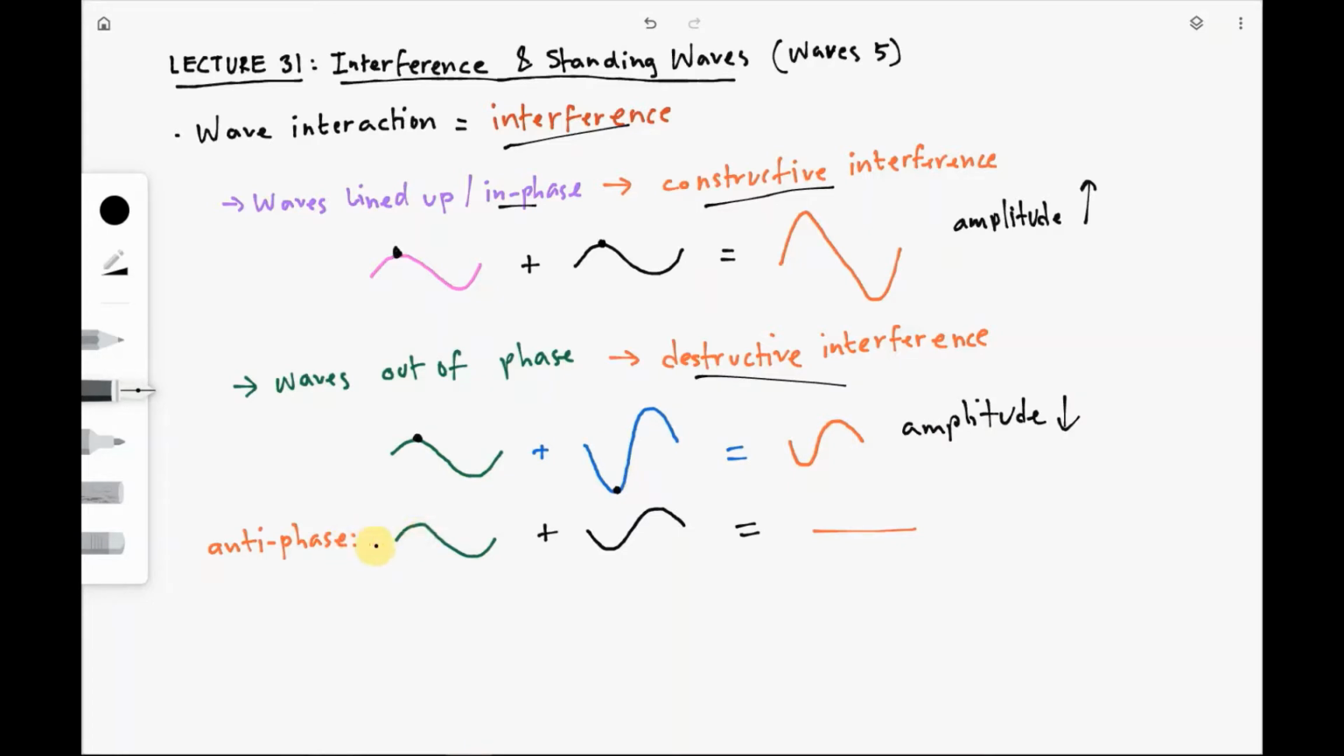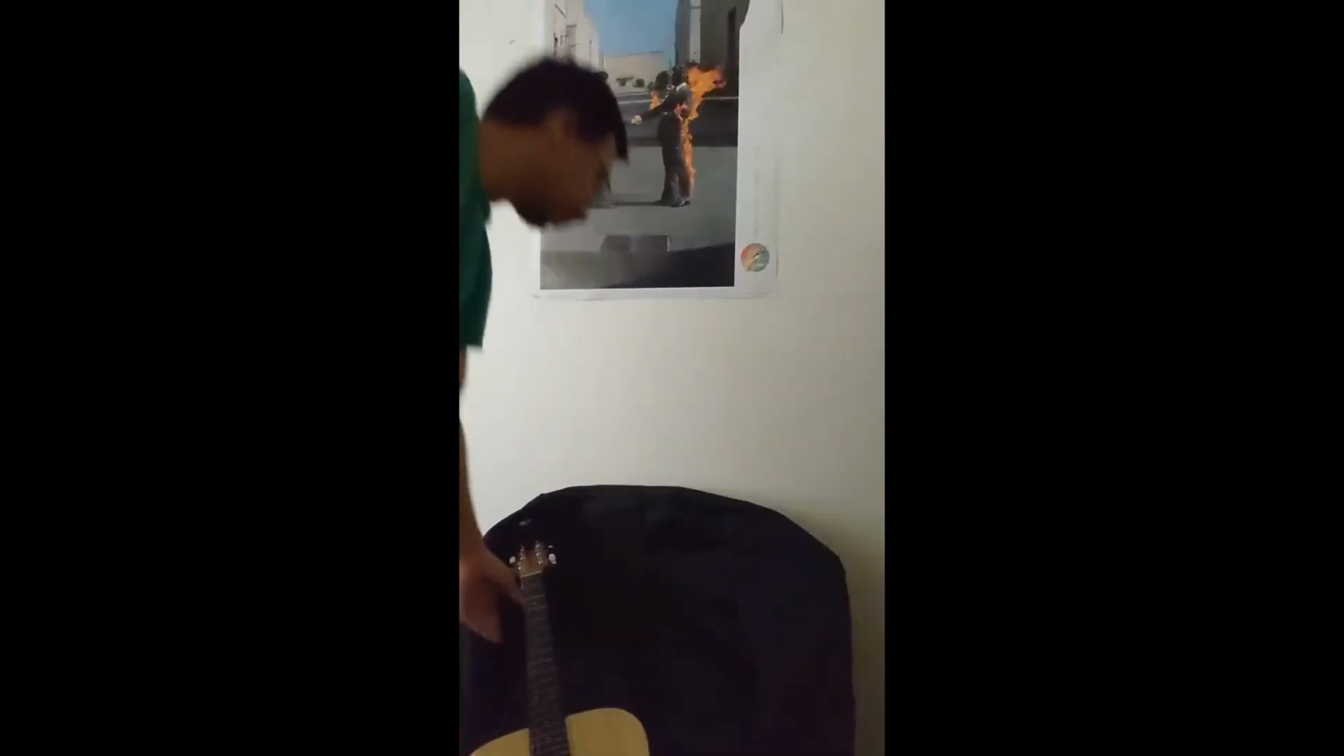What happens when two waves are exactly lined up opposite to each other, that is exactly out of phase? We call that antiphase. Then they exactly cancel each other out to give you zero amplitude. Alright? This interference of waves has important consequences that we are now going to look at.